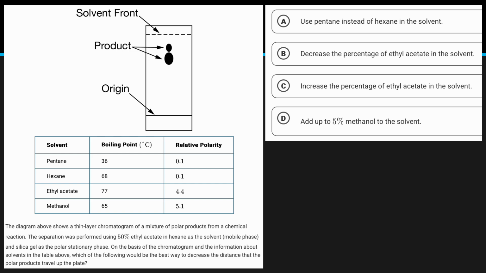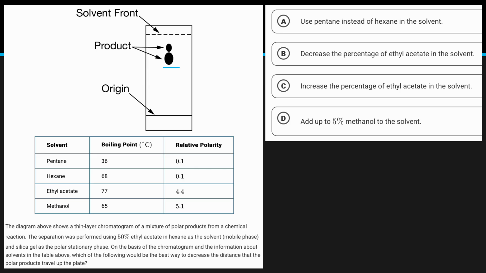So we already know that the material for the TLC is silica gel, and we know silica gel is polar, which means it holds polar products strongly. However, you can see our product traveled pretty far up the solvent front, which means we also have a polar solvent.